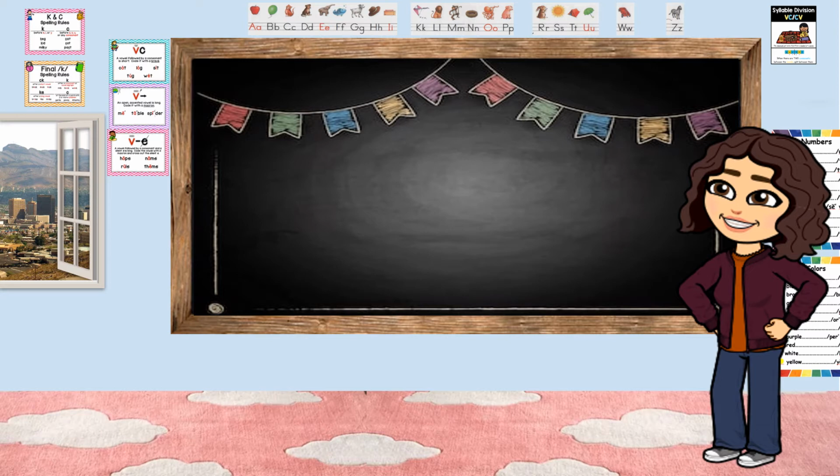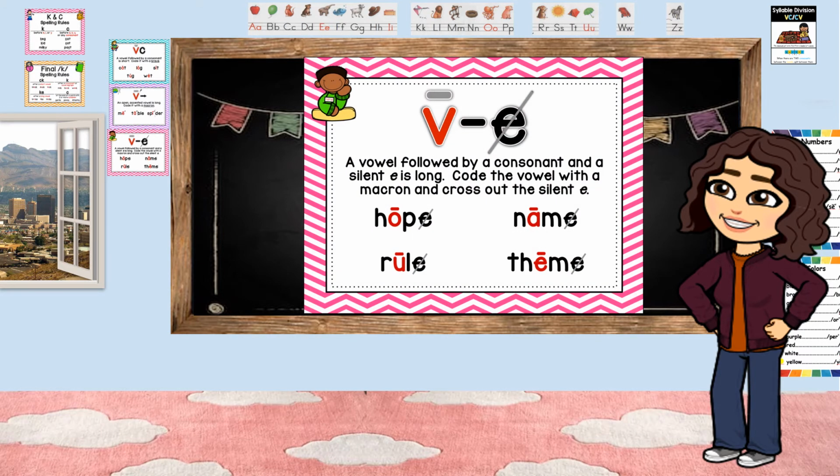So we have a new rule for today. It is vowel, consonant, E. This rule says that a vowel followed by a consonant and silent or sneaky E is long, and we code the vowel with a macron, and we cross out the E. Why is the vowel long again? Because sneaky E sneaks up and scares it into saying its name.